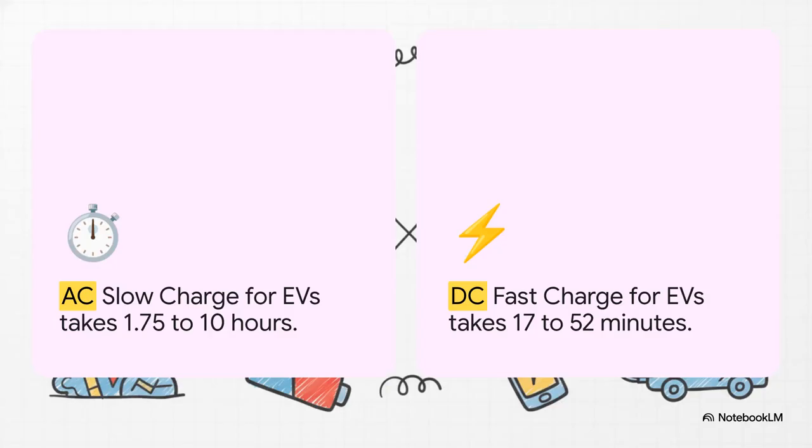Take electric vehicles, for instance. If you charge an EV using AC power straight from your home, it can take anywhere from 2 to 10 hours. Why? Because the car has to slowly convert that AC into DC to actually store it in the battery. But if you use a commercial DC fast charging station, that charger pumps DC power directly into the battery, completely bypassing the car's internal converter. You go from hours of waiting down to less than an hour.